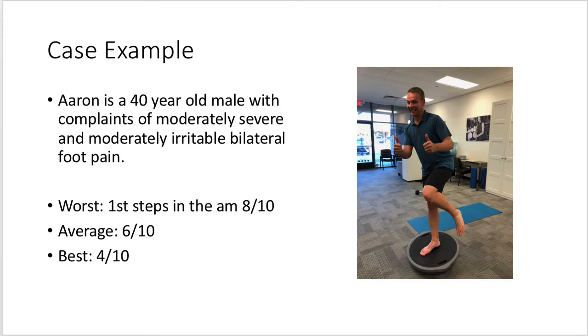So let's talk about Aaron. He's a 40-year-old male. He has complaints of moderate to severe, moderately irritable bilateral foot pain. Severe meaning that he can complain of an 8 out of 10 pain. Irritable meaning that once it's irritated, it stays irritated for a while. His first steps in the morning, 8 out of 10. Average, he says, throughout the day is a 6 out of 10, but it never really goes below a 4.